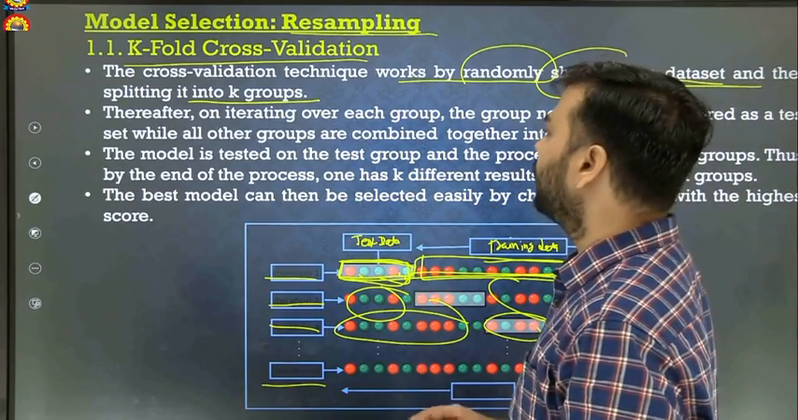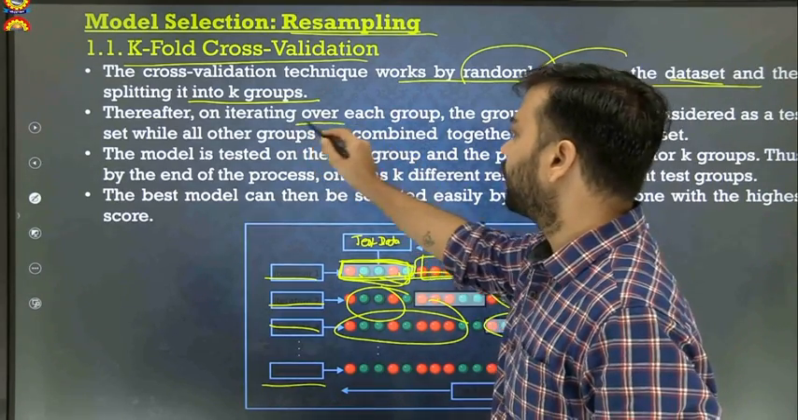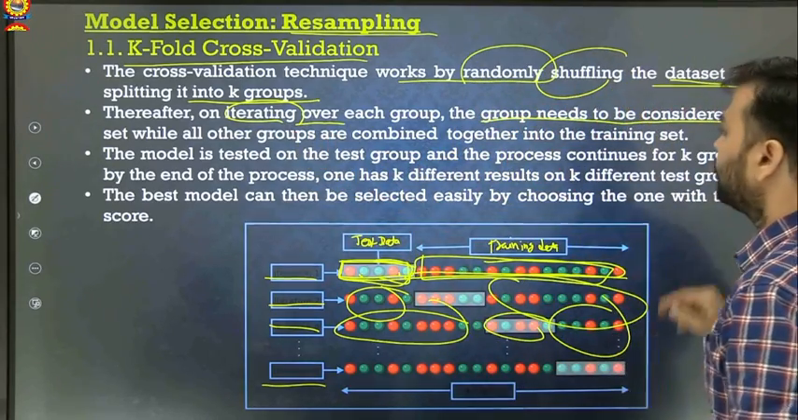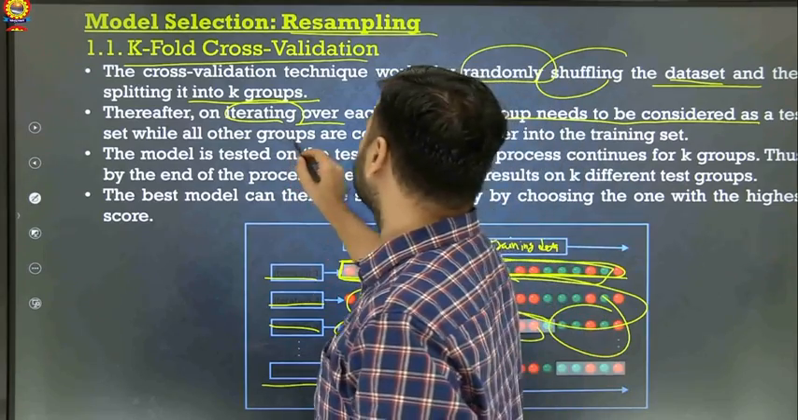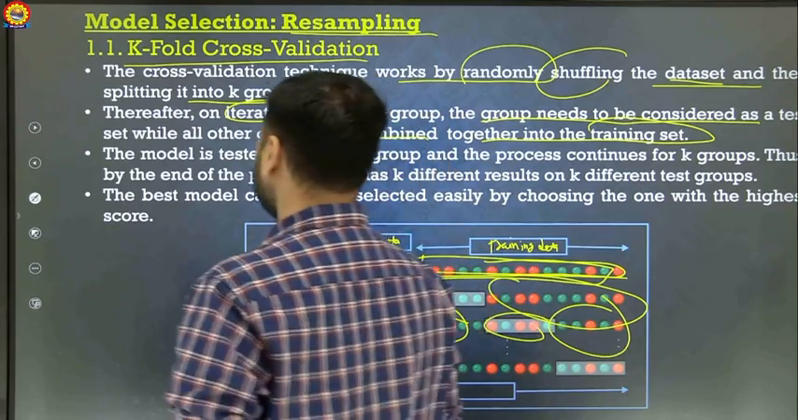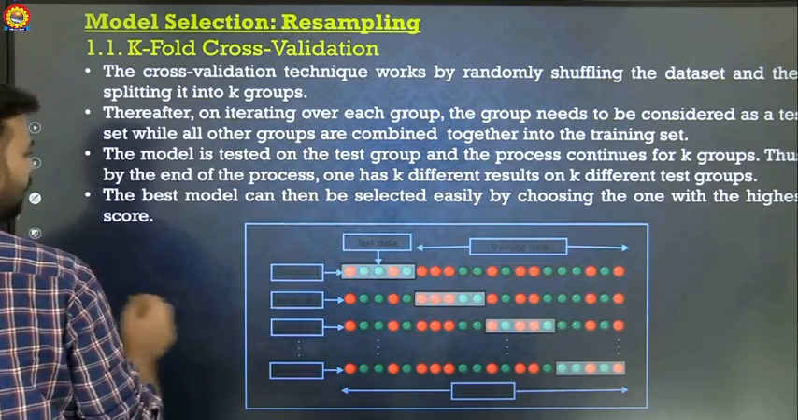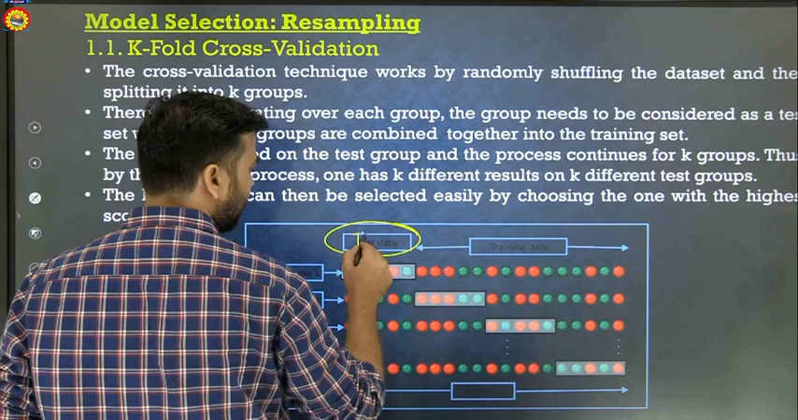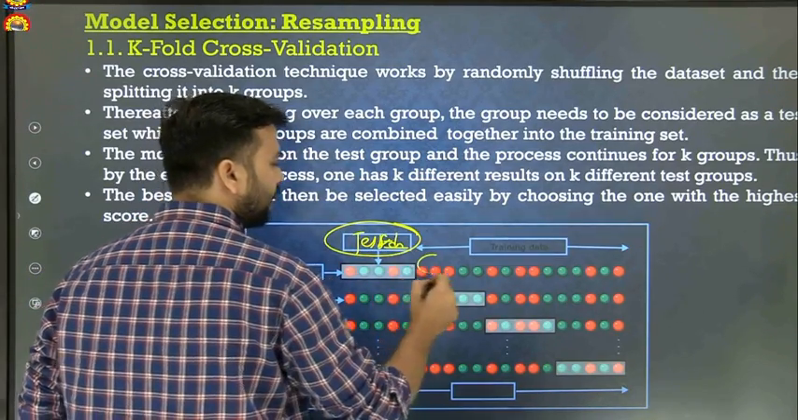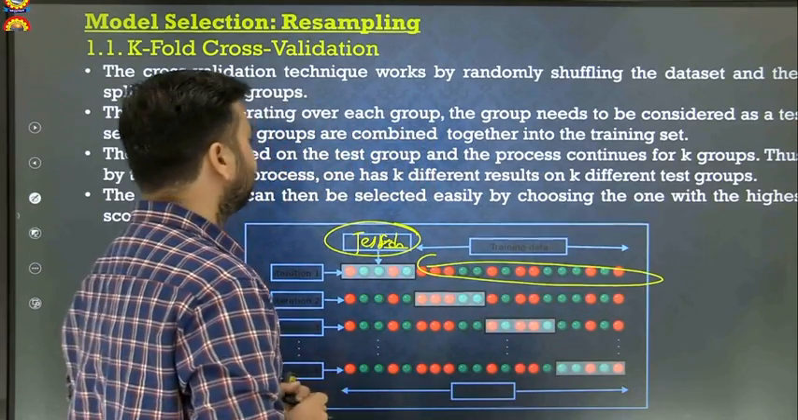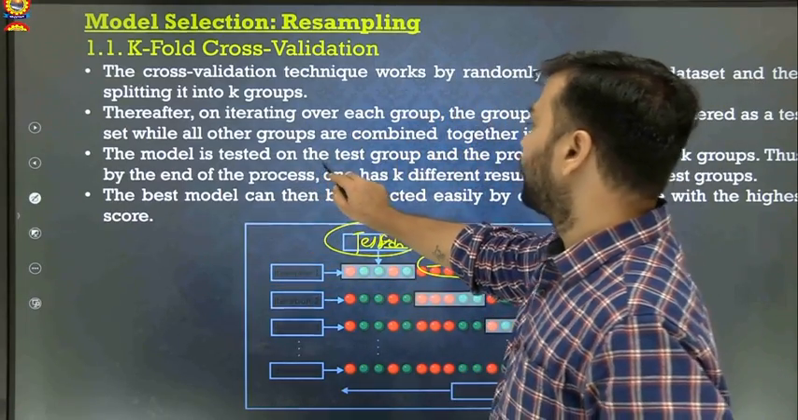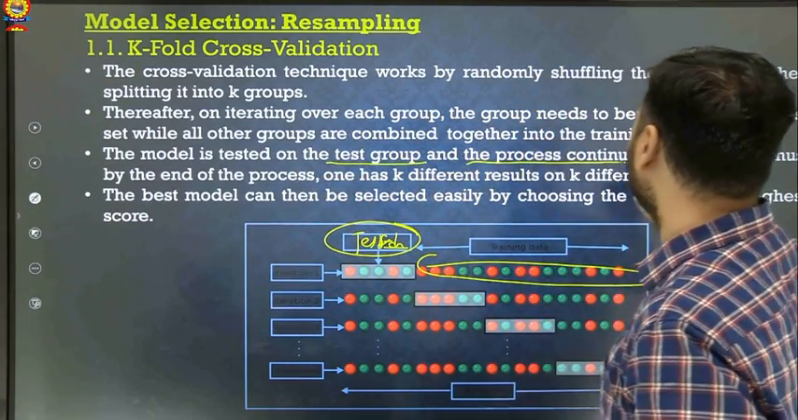Thereafter, iterating over each group one by one, the group being considered is treated as the test set, while the other groups are combined together as the training set. So here one set is considered as the test data, and the rest is simply known as the training data set. Then the model is tested on the test group, and the process continues for the k groups.